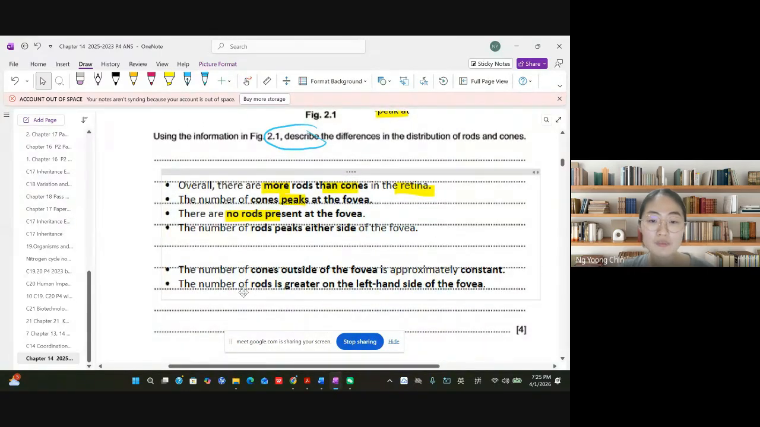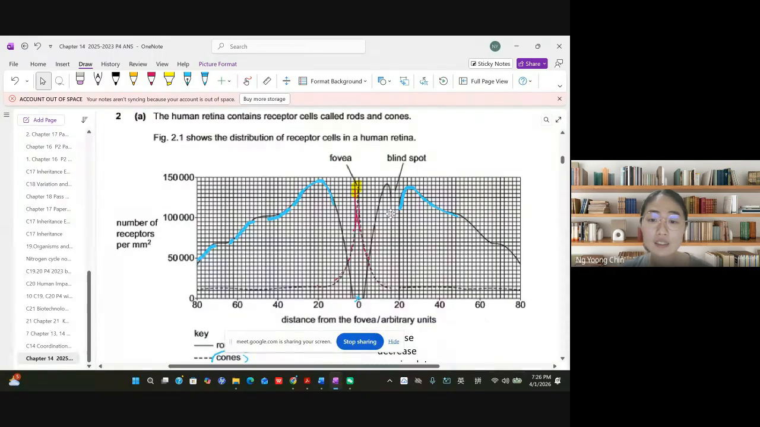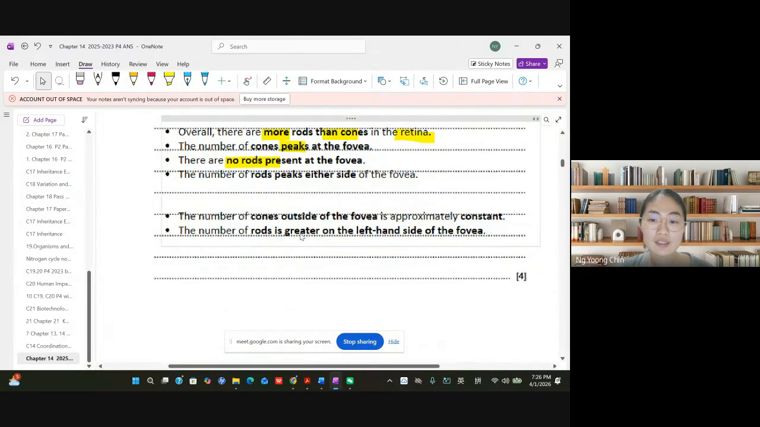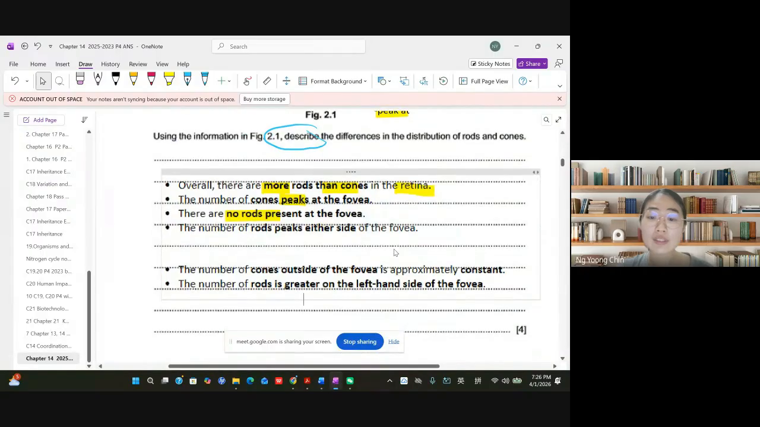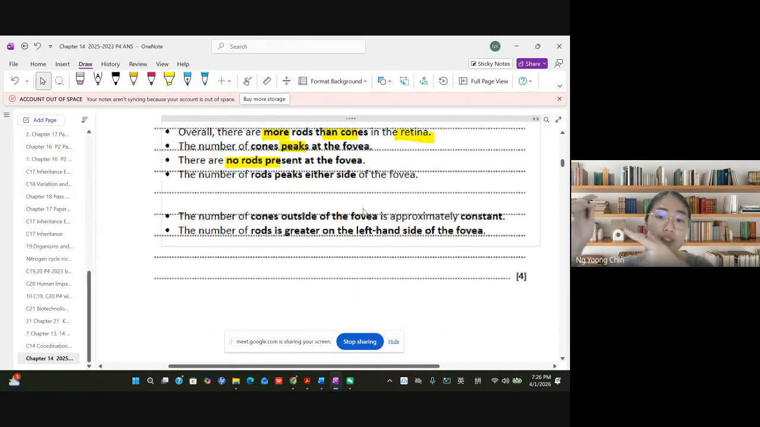And then the number of rods is greater on the left hand side of the fovea. Here is the left side and here is the right side. You can see that the left side has a higher concentration of rods than the right side. So just describe it this way for 4 marks. Use words like peaks and increases more than, because we want to do a comparison.